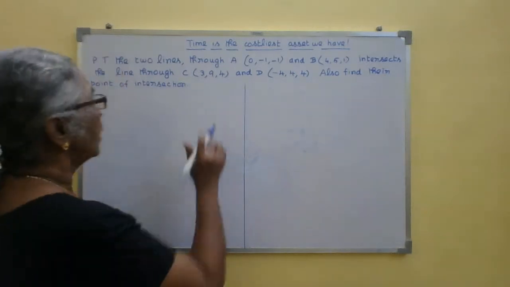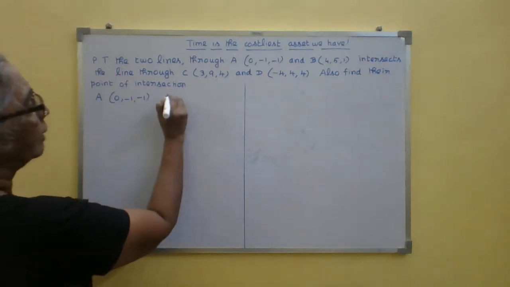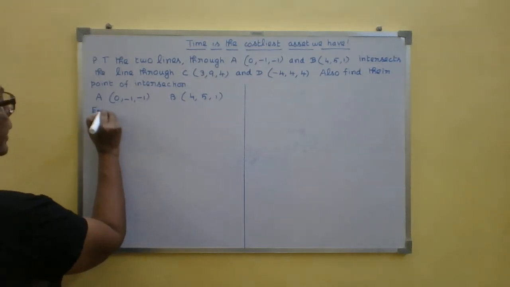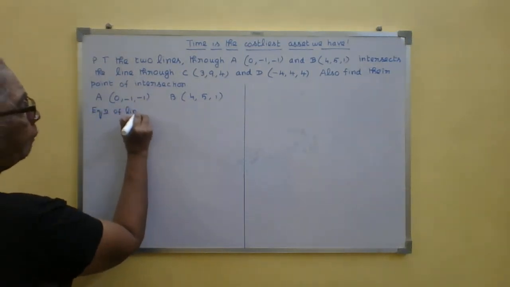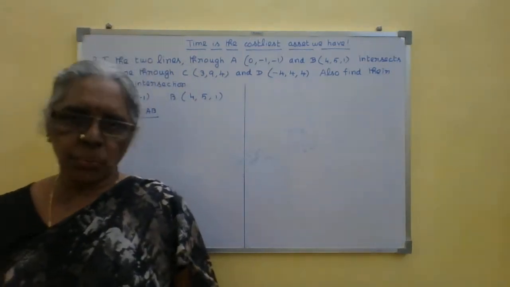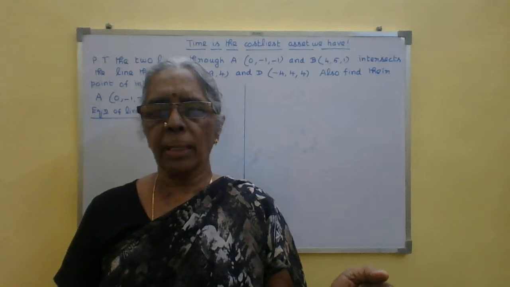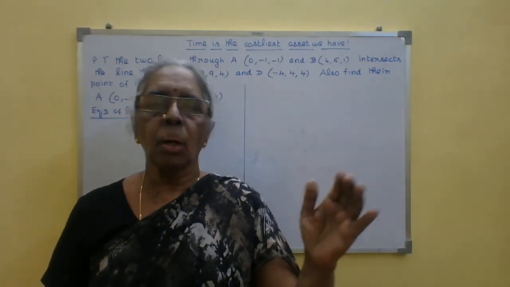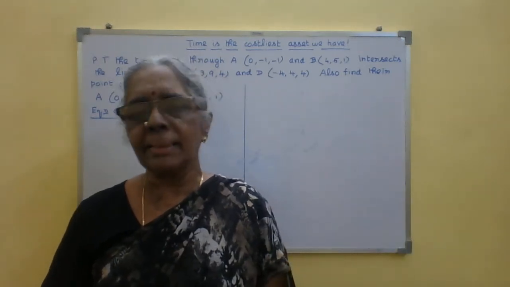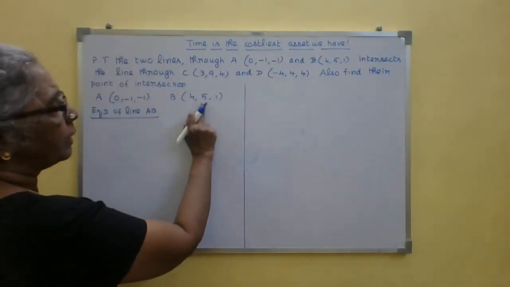Okay, so now let us write. A is (0, -1, -1). B is (4, 5, 1). Let us find the equation of line AB. You know the two-point form, isn't it? When (x1, y1, z1) and (x2, y2, z2) are given, the equation of that line will be (x - x1)/(x2 - x1) = (y - y1)/(y2 - y1) = (z - z1)/(z2 - z1). Let us use it now. Let this be x1, y1, z1 and this be x2, y2, z2.